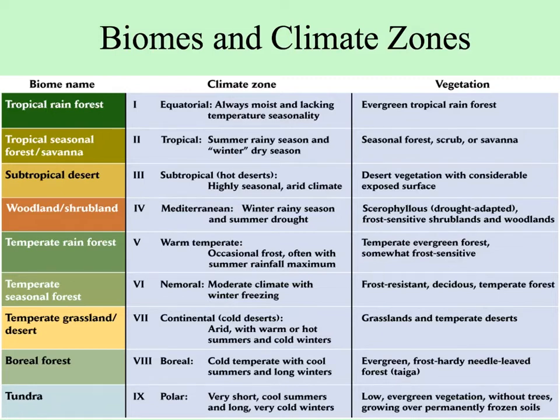We can contrast that with deserts, the third one down, with a highly seasonal climate, rain maybe less than a week of the year or every few years, and the vegetation is desert vegetation, how descriptive that is. That means it doesn't have many leaves, and has succulent plants, etc.